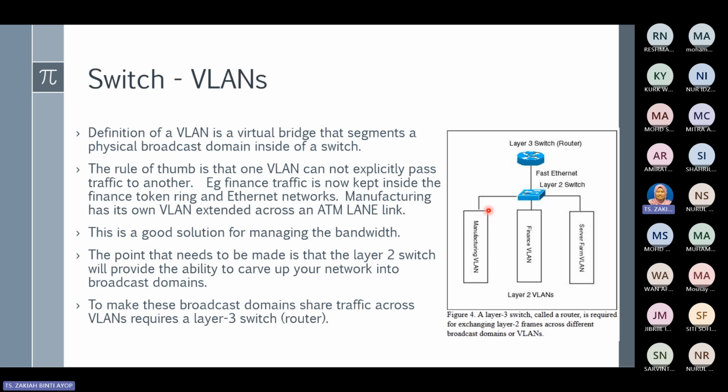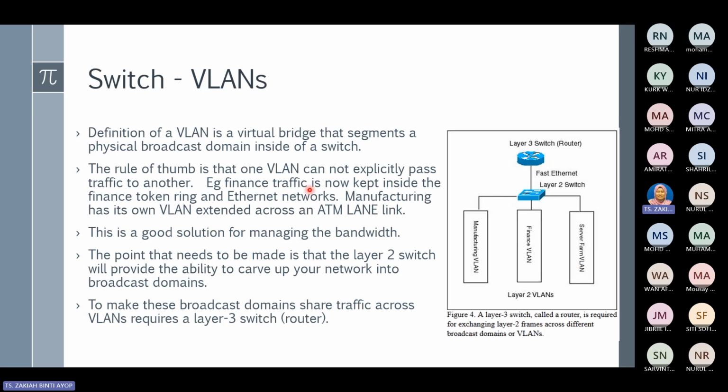because they belong to the same VLAN. For example, if the packet is for the manufacturing VLAN, then it will be broadcast to the manufacturing VLAN only. The rest will be filtered out and not sent to a different VLAN. The rule of thumb is that one VLAN cannot explicitly pass traffic to another. If it's meant for manufacturing, it will not be sent out to finance and the server farm.